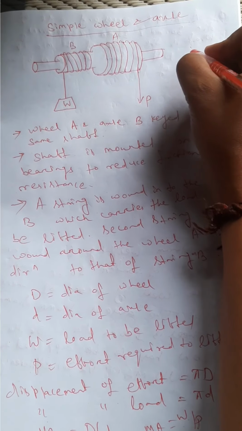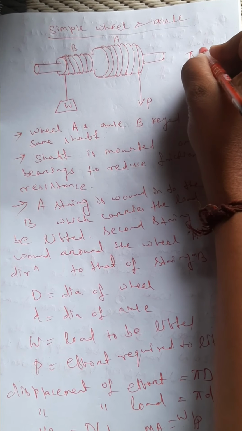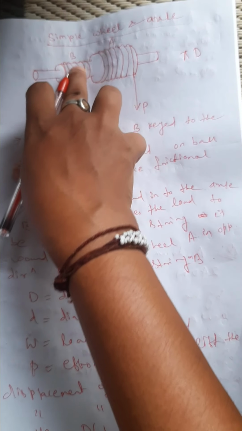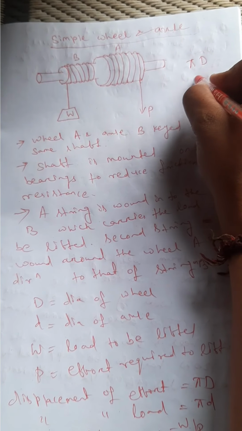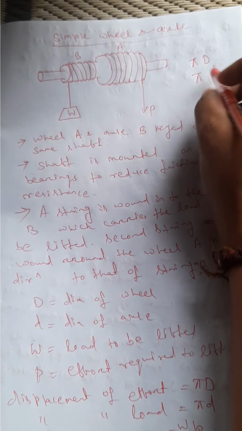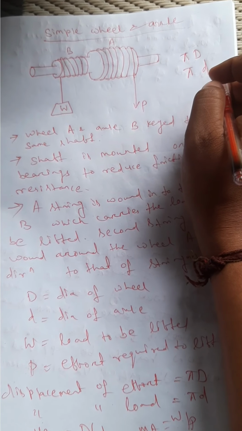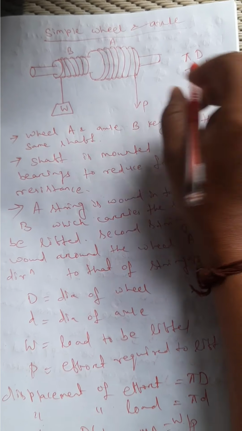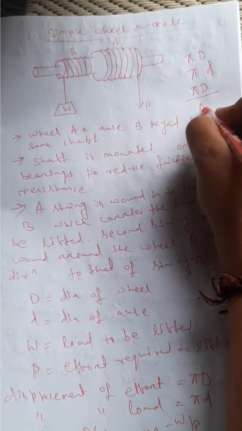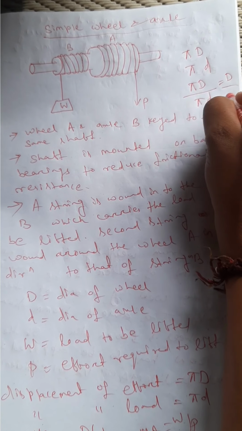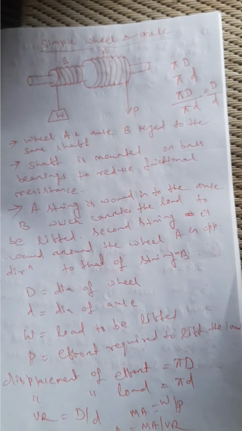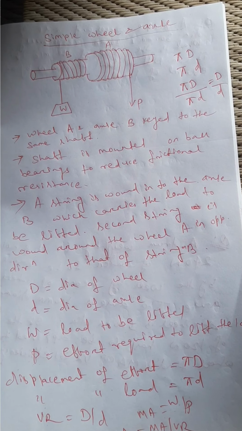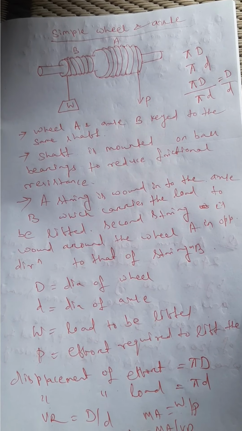What is the circumference of a circle? That is pi d. Similarly, the wheel also moves one revolution, so for one revolution it moves pi times its diameter. So what will be the velocity ratio? Distance moved by the effort divided by distance moved by the load, that means capital D by small d. So what is mechanical advantage? It is W by P. And what is efficiency? Mechanical advantage divided by velocity ratio.